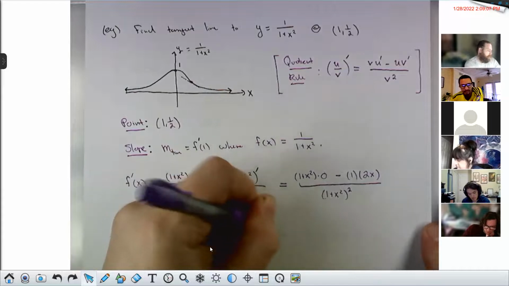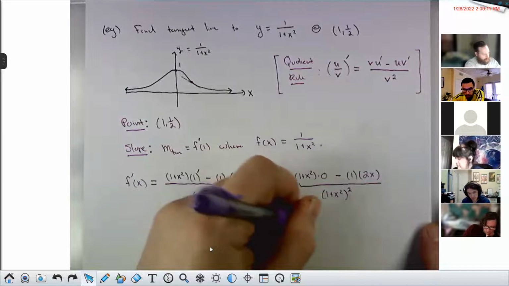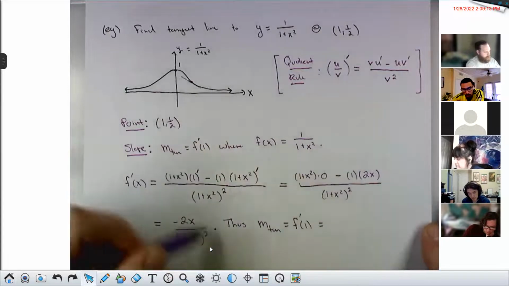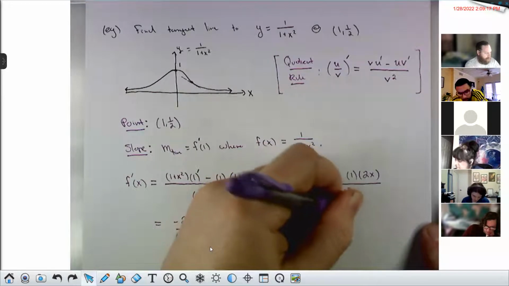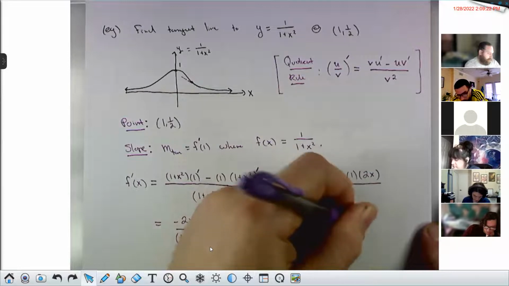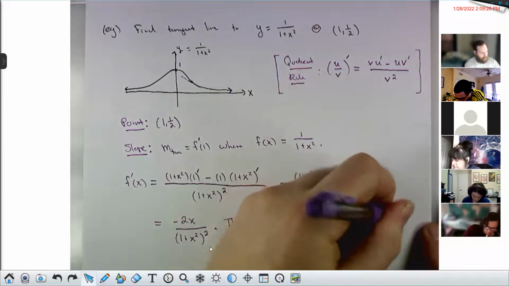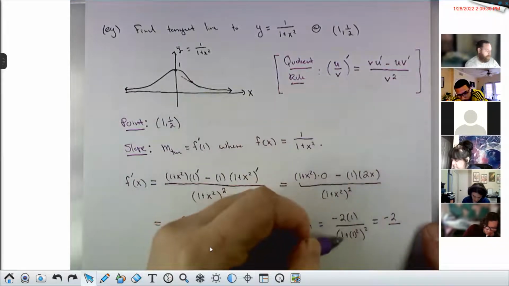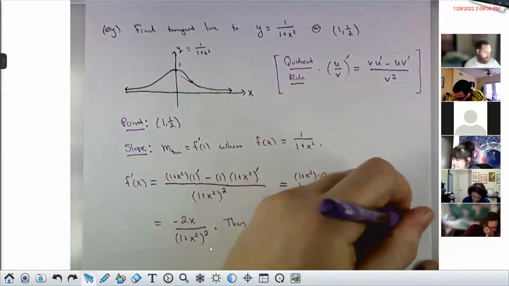Thus the slope of my tangent line should be f primed of 1, which is this derivative with the number 1 plugged in for x. So that's negative 2 times 1 over 1 plus 1 squared squared. The numerator is negative 2. The denominator, 1 squared is 1, 1 plus 1 is 2, 2 squared is 4. So this is negative 1/2.